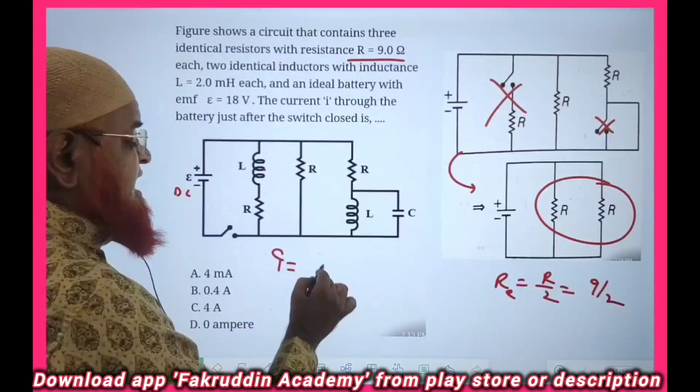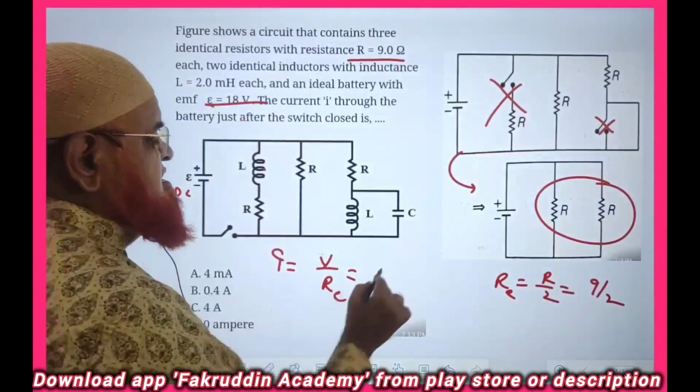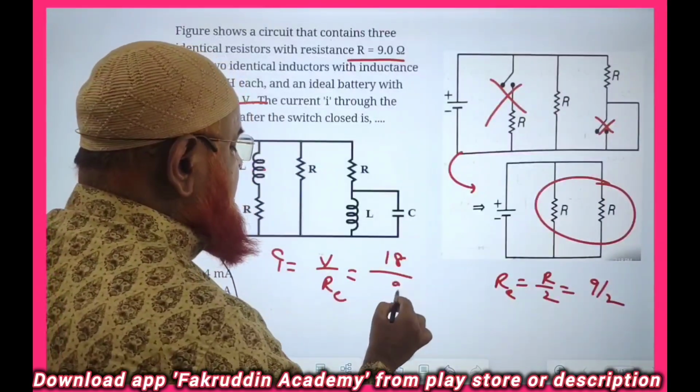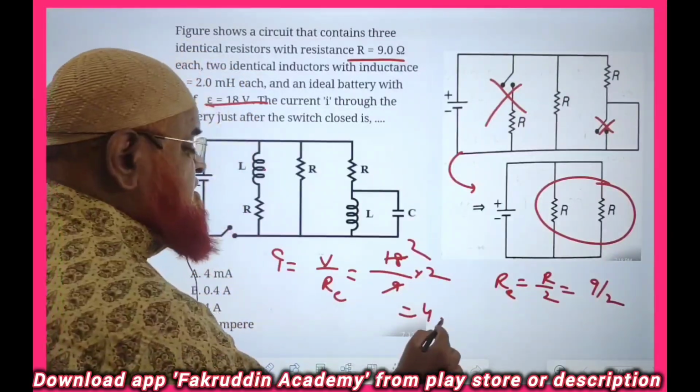So what is the current? Current is nothing but potential by effective resistance. And what is the potential given here? It is given as 18. 18 by 9 by 2. That's it. So it's going to be just 4 amperes. That is going to be your answer.